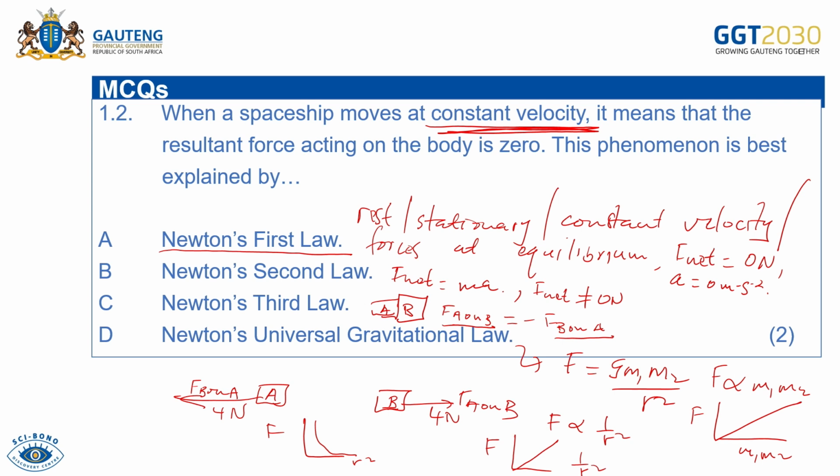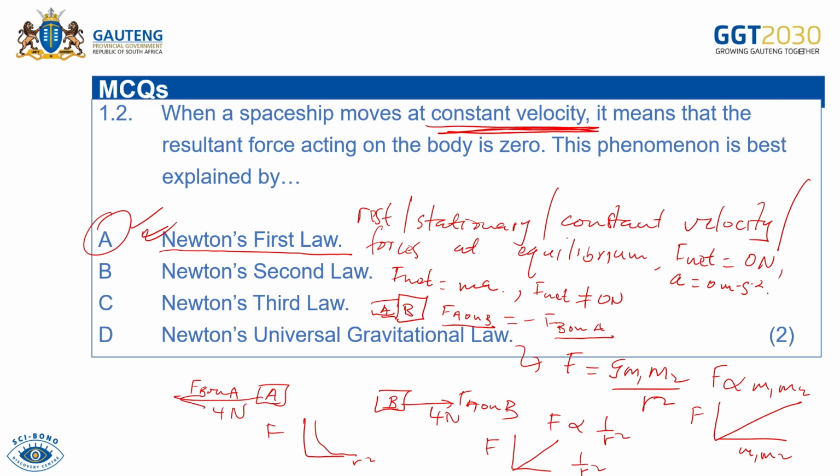Acceleration is also going to be 0 meters per second squared. If an object is stationary, moving at a constant speed or constant velocity, forces are at what? Equilibrium, right? So the law that is going to explain that here, it is going to be what? Newton's first law. But when an object is accelerating, then obviously it's going to be what? Newton's second law of motion. Then when it comes to action-reaction pair of forces, then that will be Newton's third law, right?